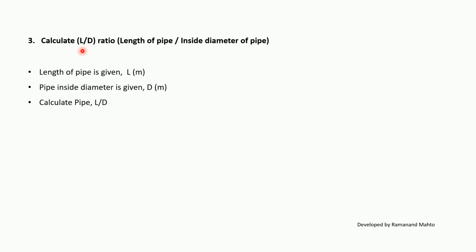Point number 3. Calculate the L by D ratio, the length of pipe upon inside diameter of the pipe. So the length of pipe is to be found, that is L, in meter. Pipe inside diameter is given, D in meter. So calculate pipe L by D, just dividing L upon D.